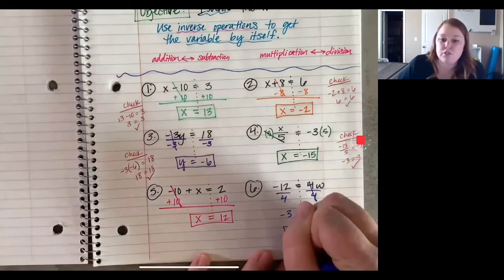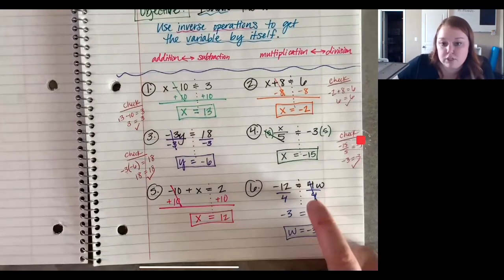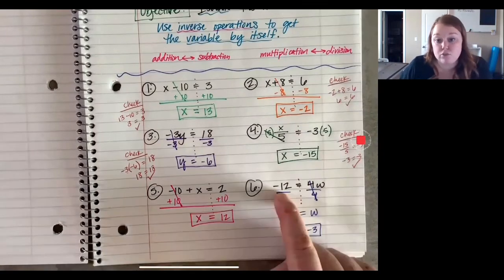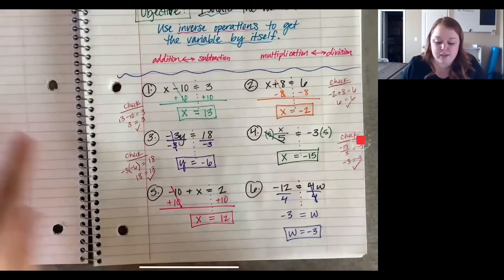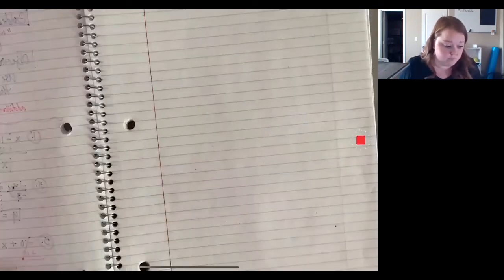Okay? So if you wanted to check, you could plug that in right here. 4 times negative 3 is negative 12, which is what we had on this side. So that's correct. Okay? Now, we are going to kick things up a notch. So hopefully that was some good review.